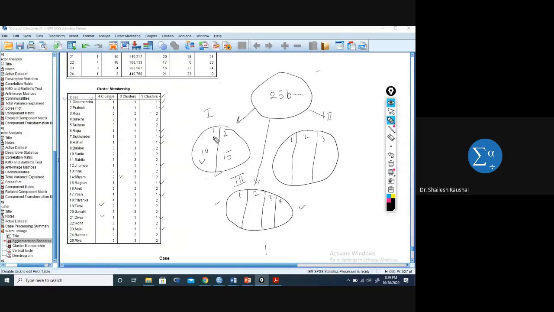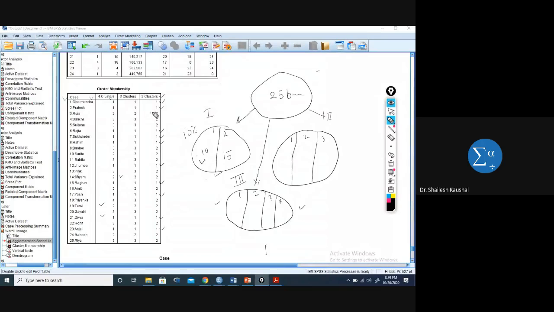And what was the condition? At least 10% should be in one cluster. So 10 out of 25, it means they are above the 10%. You can see 40% people here, and 60% here. So there is no issue of sample representation.